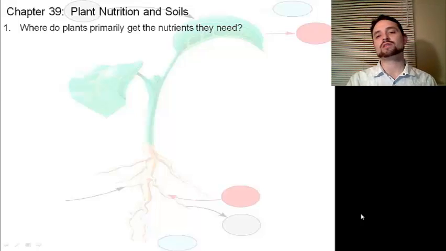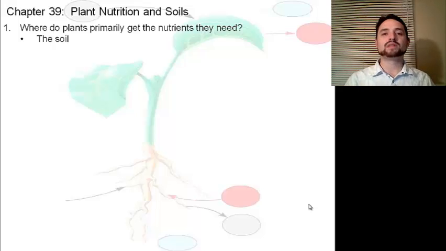do plants primarily get the nutrients they need? They get the nutrients they need primarily from the soil, of course. We know that's where the roots are. We know primarily, unless you have some kind of modification, that's where they're going to be able to absorb that water, those minerals, those ions, everything they need right there.